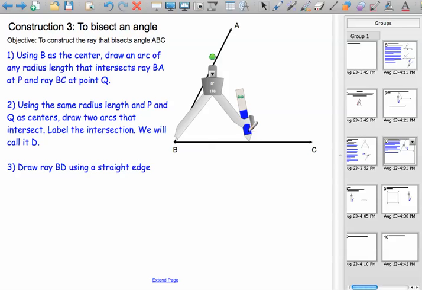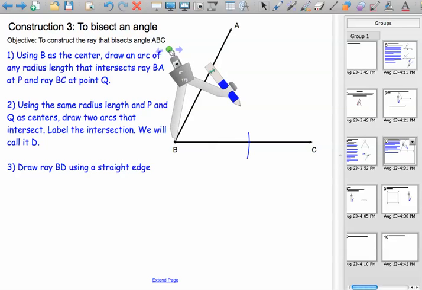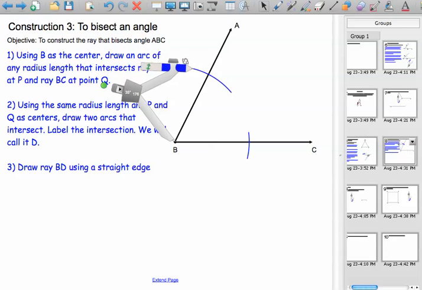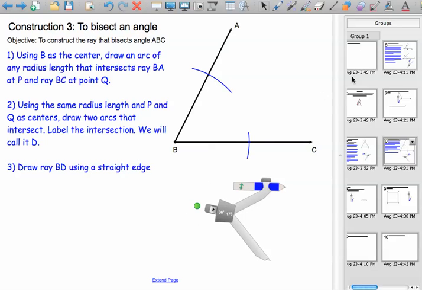And using the compass, draw two arcs. You're going to draw one here on ray BC, so that intersects. Keeping the same radius length, move over to ray AB and draw another arc that intersects. Now move the compass out of the way, and at these points of intersections you should label the point.